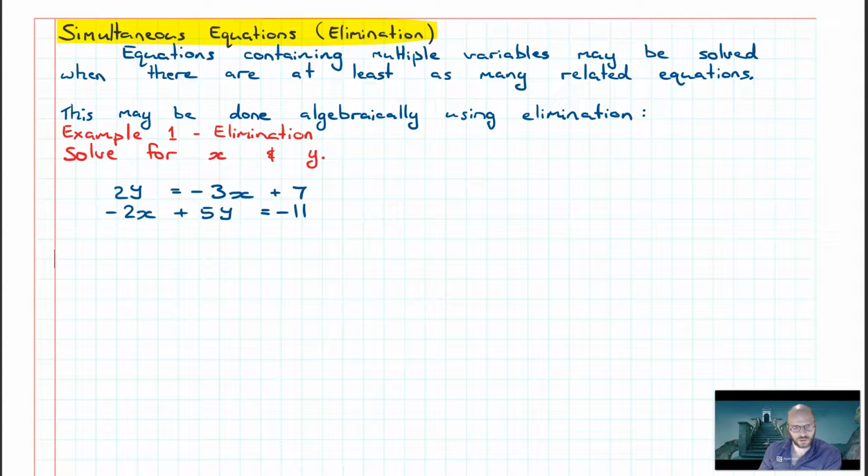Welcome to this video on the topic of linear relationships. In this video, I'm going to show you how you can solve simultaneous equations using the elimination method.